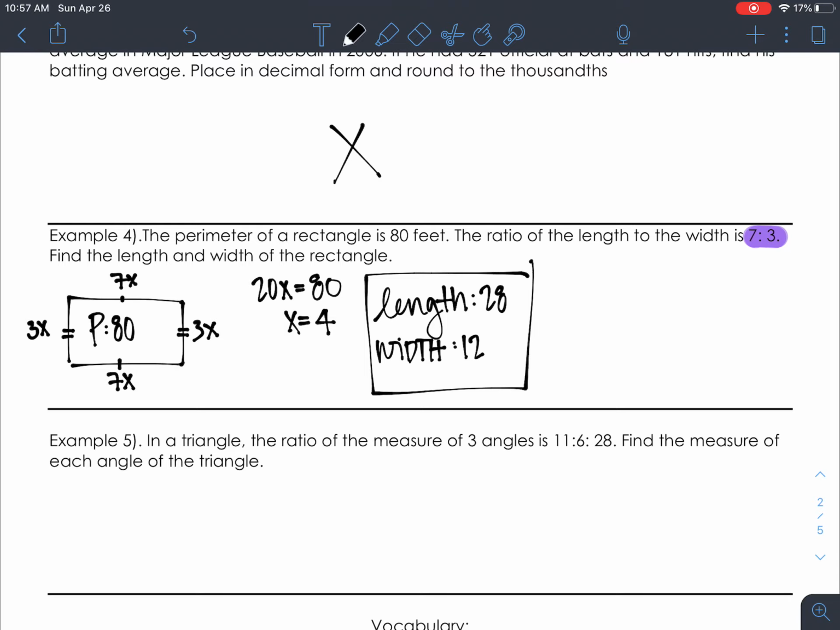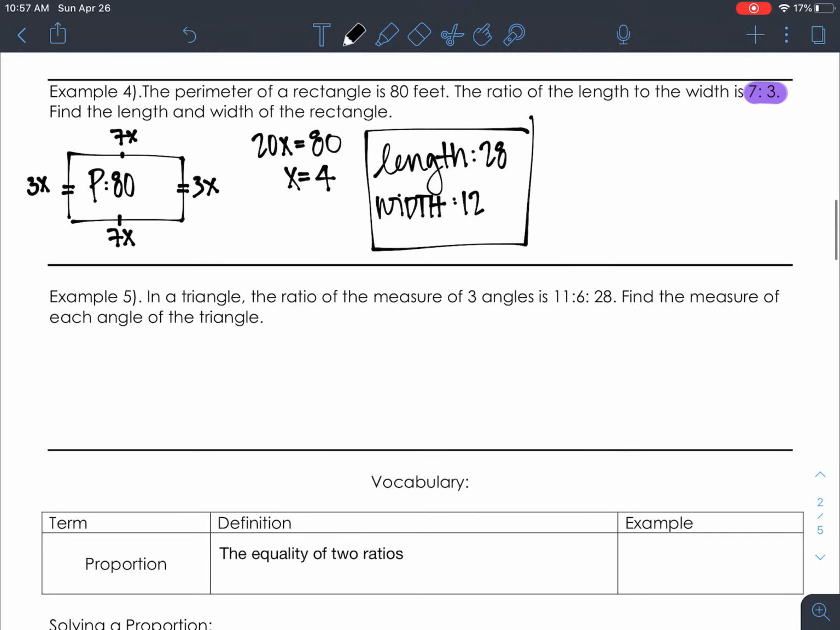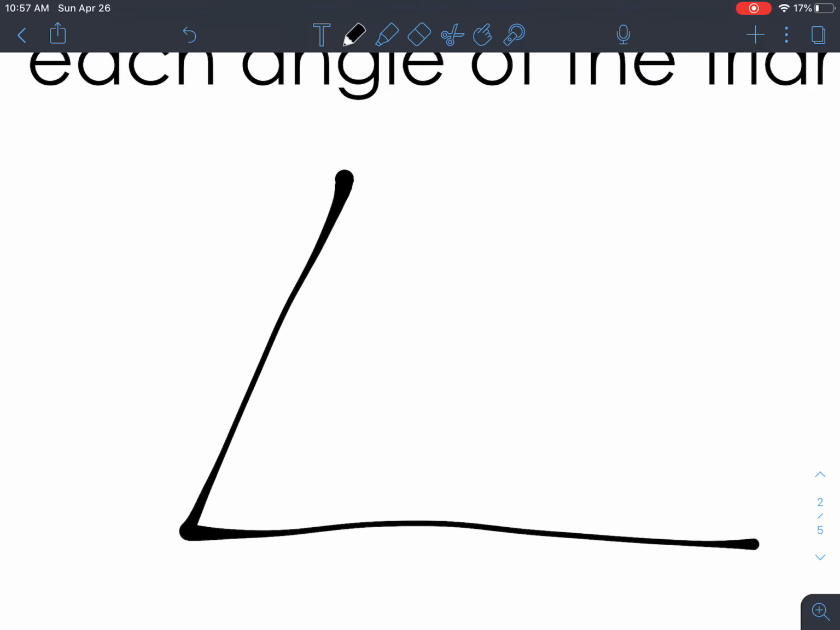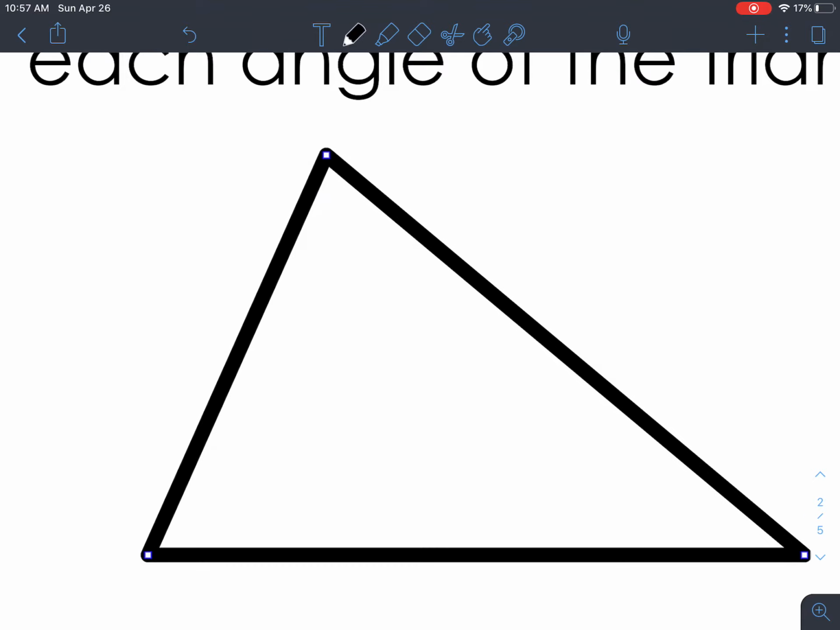Okay, let's try another one like it. Let's try maybe a different setup. So in example 5, it says in a triangle, the ratio of the measure of the 3 angles is 11 to 6 to 28. Find the measures of each angle in the triangle. Okay, so here's what we're going to do. Let's draw a triangle for discussion purposes.